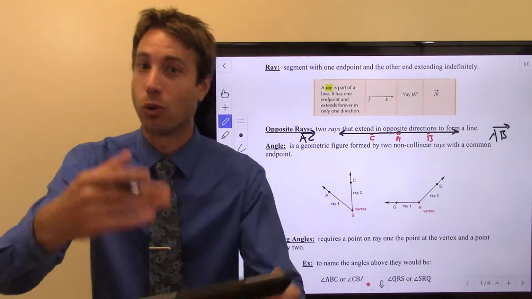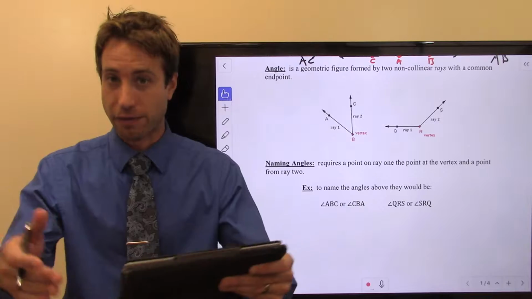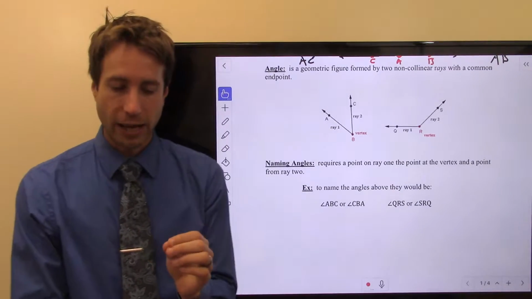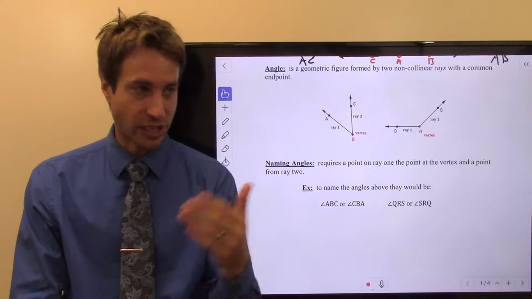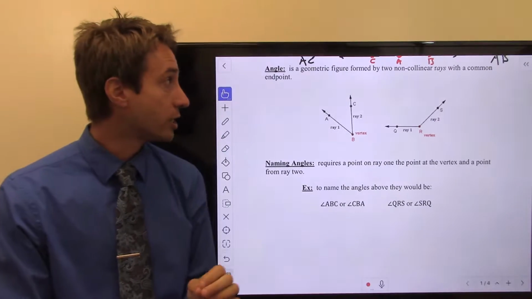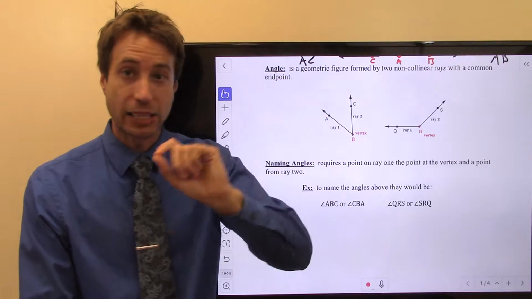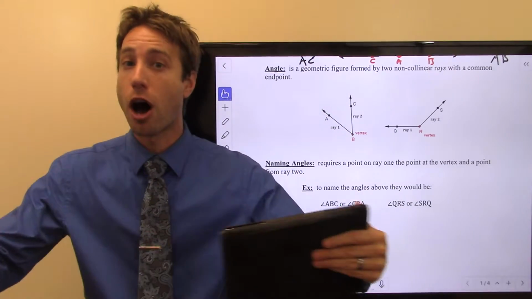Now, angles. What this lesson is all about. Really the driving focus of this lesson. So with an angle, you'll need 2 rays. All right, at least 2 rays. You can't make an angle with just 1 ray. Got to have at least 2 rays. And it's a geometric figure that is formed by 2 non-collinear rays, meaning they are not opposite rays.